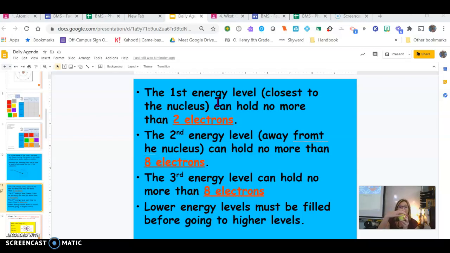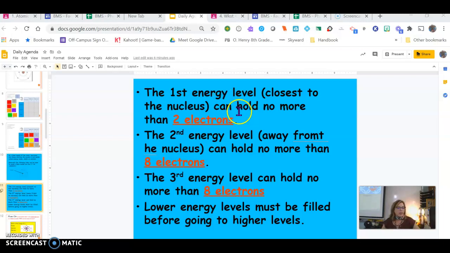If it has more than 2 electrons, then they're going to spill over into that second level, which can hold 8. So we would then draw 8 electrons in the second level, and if it's one of those bigger atoms that has more than 10 electrons, those others will spill over into the third. Now, know that there are bigger atoms that have more than 18 electrons. You'll learn about those in high school.